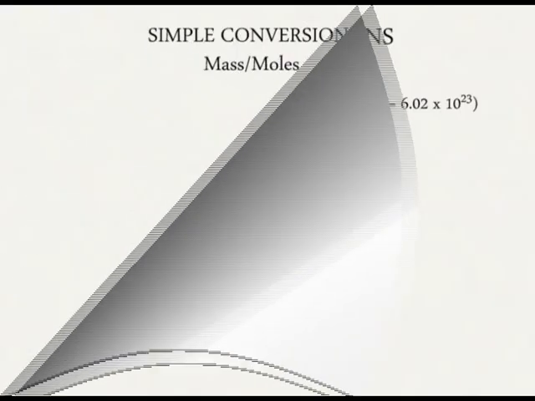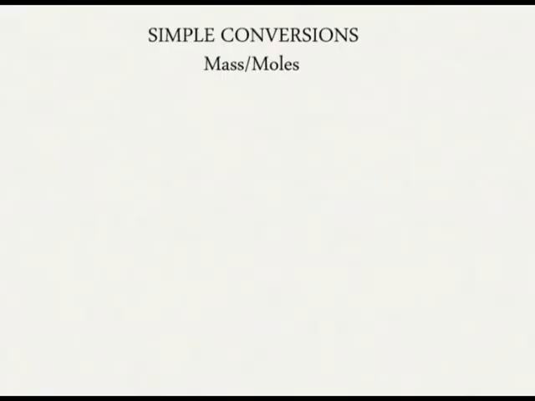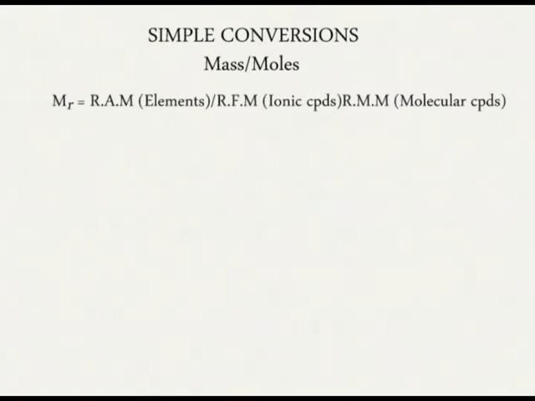Now we do mass to moles conversion. We have seen that molar mass is the mass of 1 mole of a substance. This is equal to the relative atomic mass of an element, the relative formula mass of an ionic compound, and the relative molecular mass of a molecular compound. Therefore, the number of moles is equal to mass in grams over the molar mass.